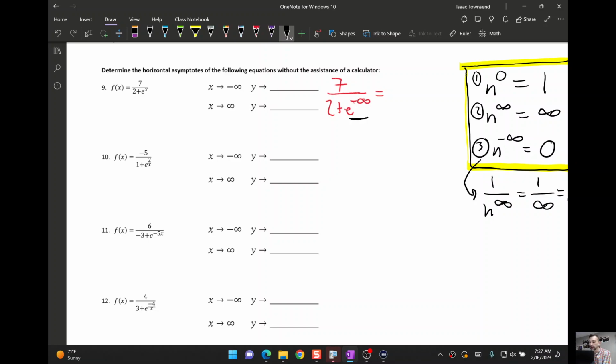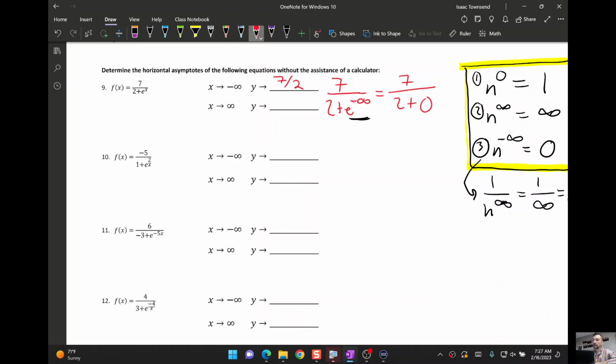This right here, e to the negative infinity, what is all that going to go to? 0. So if you have this third one memorized, you're not having to put too much thought into that. E is just a number. And so then my denominator goes to 2, which means my whole fraction goes to 7/2. So if I was to graph that, the left side of the graph gets closer and closer to y values of 3.5.